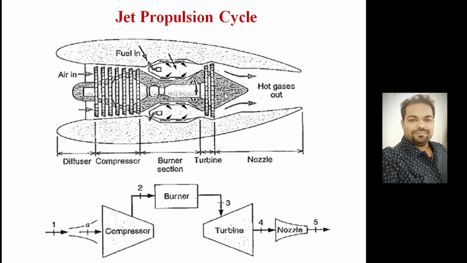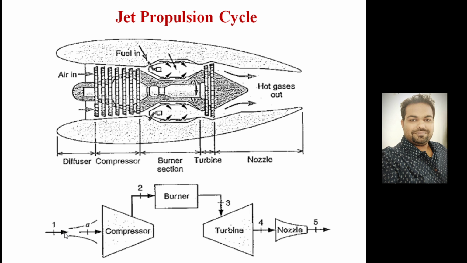No additional work will be produced by the turbine. The turbine will produce just sufficient work which is required to run the compressor, and finally the rest of the gases expand through the nozzle at very high velocity and you get the thrust. So the total components we look at are the diffuser, followed by the compressor, burner, turbine and nozzle.